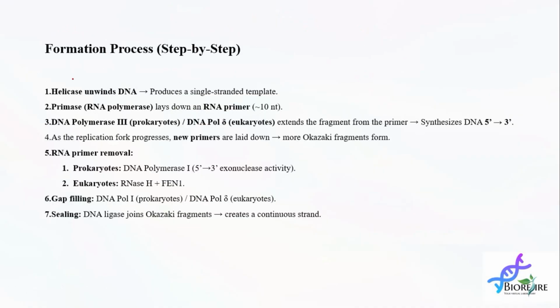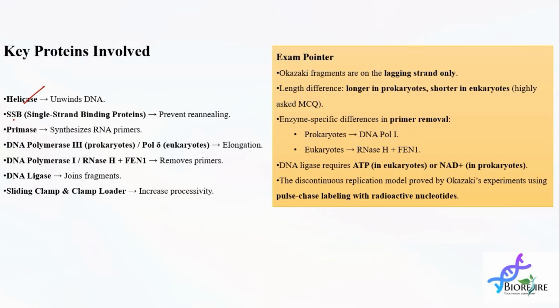Function: helicase unwinding produces the single-stranded template, and a primer is required. Primase adds a primer of only about 10 nucleotides. DNA polymerase third in case of prokaryotes, and DNA polymerase delta in eukaryotes, extends the fragment from the primer and synthesizes the DNA 5' to 3'. Proteins involved: helicase for unwinding, SSB for preventing the DNA from re-annealing, and primase to add the RNA.